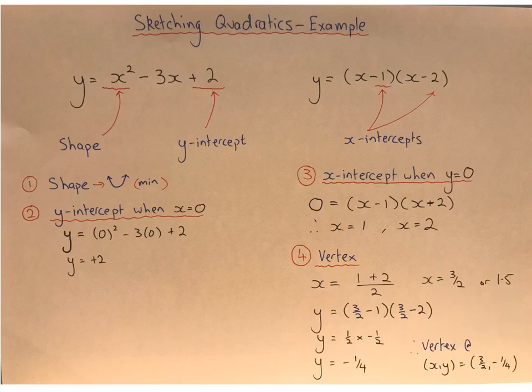So we know that the vertex, or the turning point, is occurring when x equals 1.5, but we don't know the height, or the y value. To find the y value of the vertex, we simply sub in x equals 1.5 into either form and calculate. Here we get -1/4. So our vertex is the xy coordinate, 1.5, -1/4.